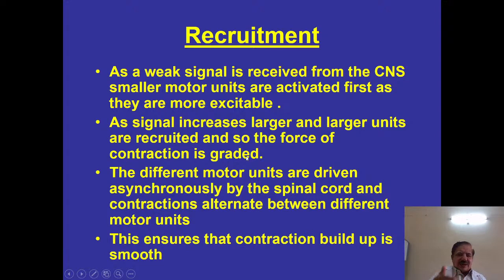It depends on how they are stimulated, with a bigger diameter and smaller diameter of the nerve. The different motor units are driven asynchronously by the spinal cord, and the contraction alternates between different motor units, fast and slow. This ensures that the contraction buildup is smooth. If you are giving it continuously to slow fibers, they contract more, and if you are giving it to fast fibers, the same. If you are giving it alternately, they still contract, but to some extent.